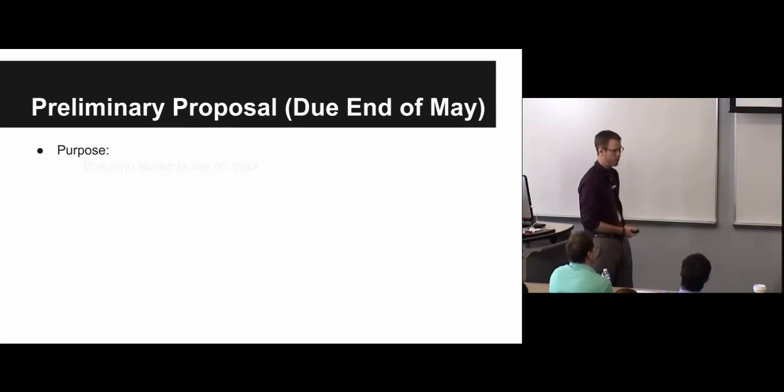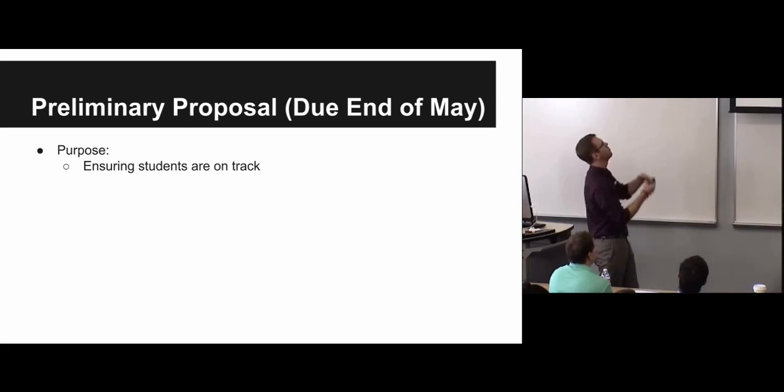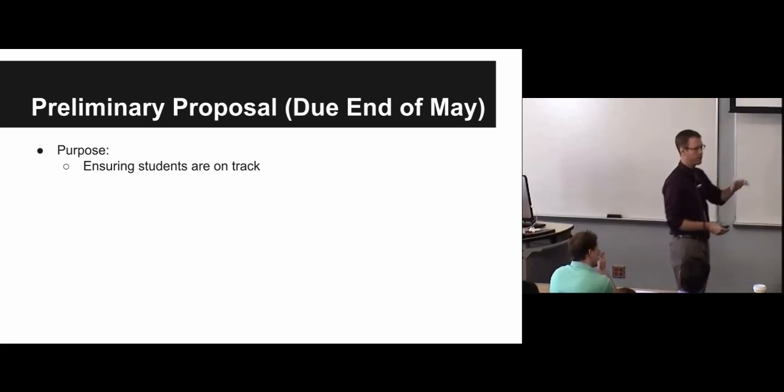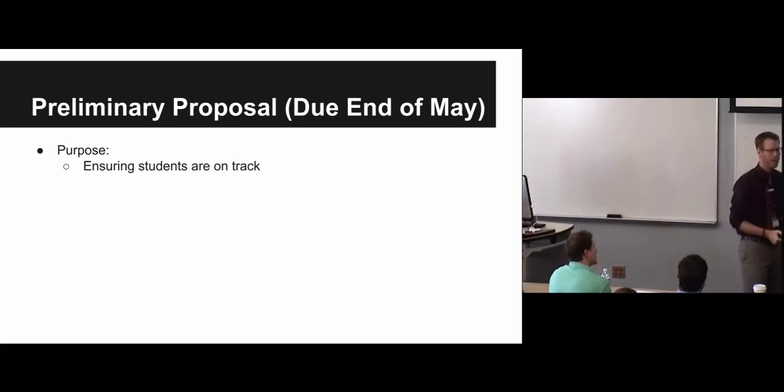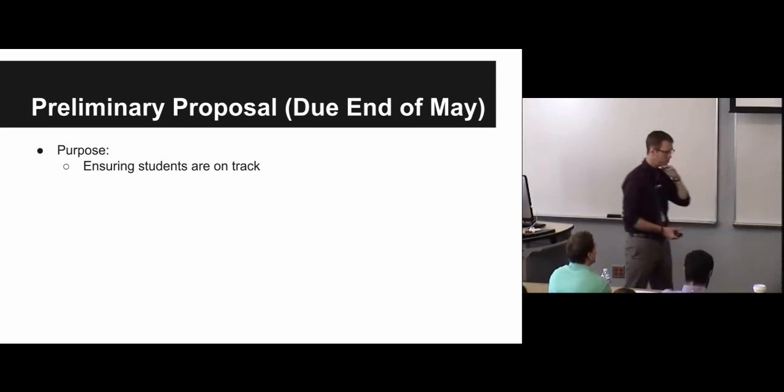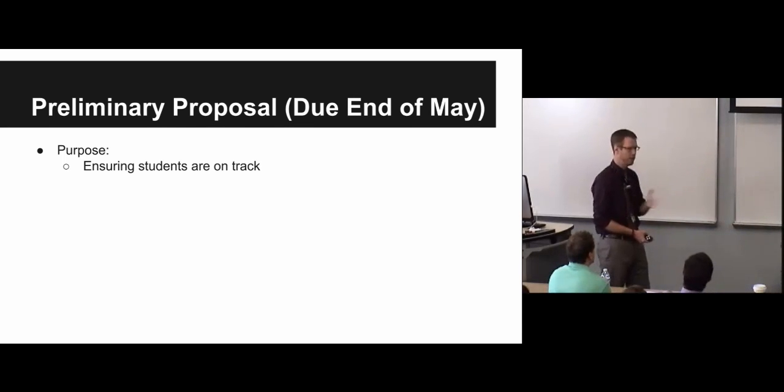There'll be a purpose section. And the purpose of the preliminary proposal is to make sure you're on track. We don't want to just let things float and progress and then come into your second year and say, how's your capstone work going? You aren't even started yet? So this is why we have all of these different proposal steps in line. So we'd really like you to turn in a preliminary proposal by the end of May so you can just see where you're going, what are you thinking of.